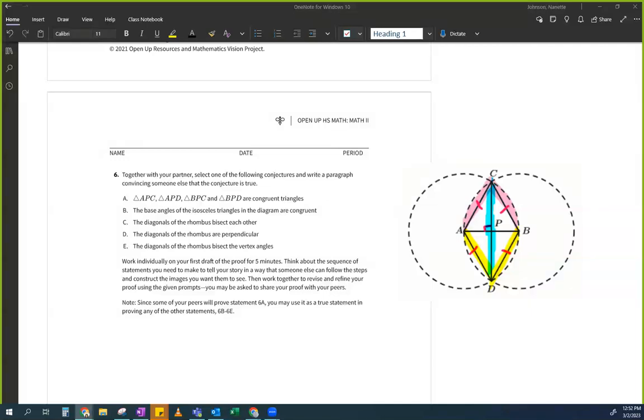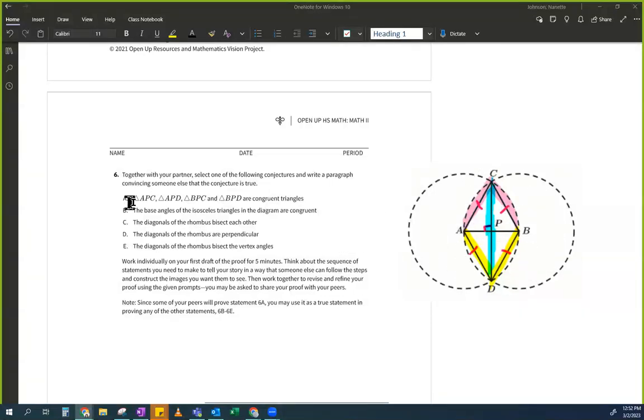Okay, so we're finishing up the last little section of our last question of 5.2. It's asking you to select one of the following conjectures and then write a paragraph convincing someone else that the conjecture is true. We're not going to write the paragraphs right now. We're just going to go through and work to prove that these are congruent.